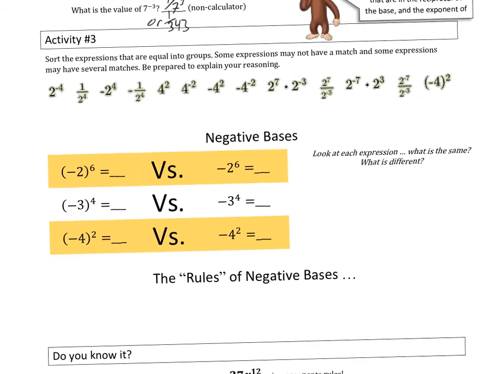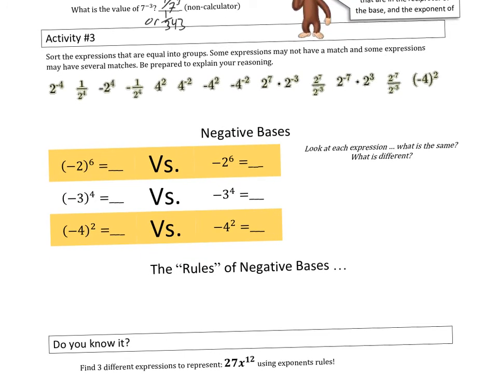Now, below, sort the expressions that are equal into groups. Some expressions may not have a match. Some expressions have several matches. Be prepared to explain your reasoning. I want you to take a couple of minutes, and I want you to tell me at least 3 that would go together.